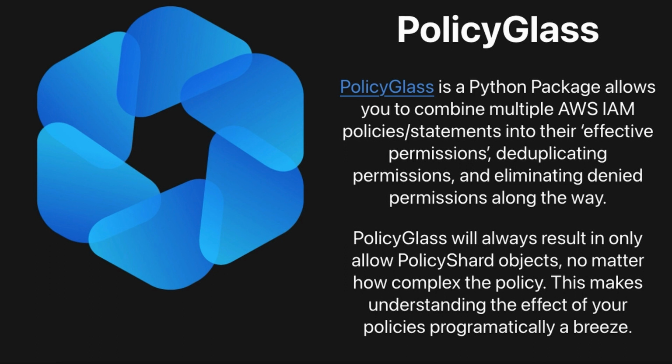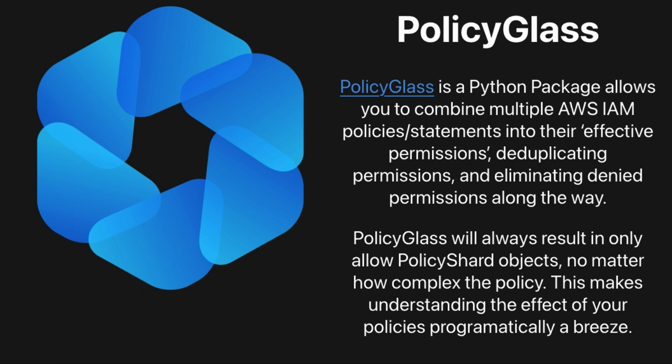So PolicyGlass also allows you to bring multiple policies together. If you think of an IAM role, for example, you may have inline policies, you may have managed policies attached, you may have multiple of each, and you can bring all of those together and put them through PolicyGlass and find out what their effect is when taken in aggregate. And it does this by splitting the policy out into shards.